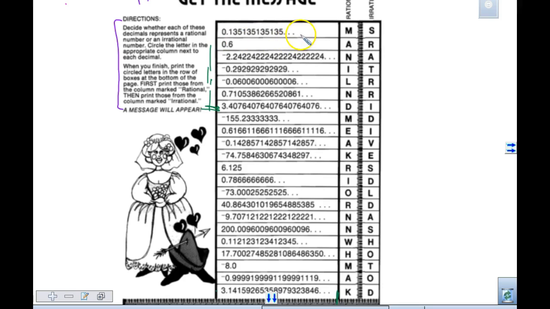These dots are telling us it keeps going, right? 135, 135, 135, definitely rational, right? Keep going. Do at least through this 3.4076. 4076, 4076, 4076. What is that one that I was reading? Rational or irrational? It's a repeating, right? What about the one above it? It keeps going, but is there any repeating or? That means it goes over here, right?